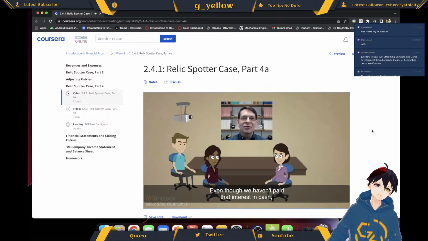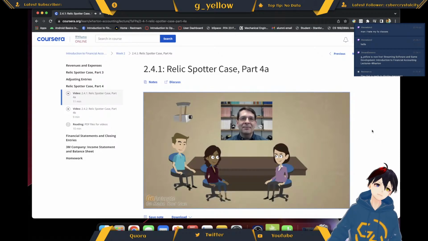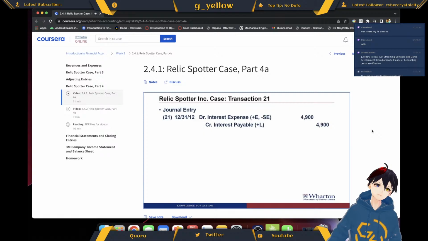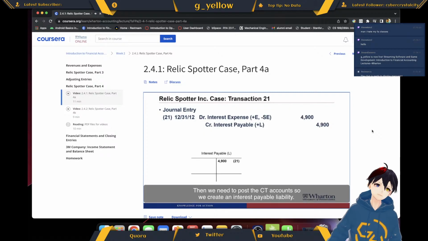Even though we haven't paid that interest in cash, we have to expense it because the money was outstanding during this period. So that interest cost is a cost of doing business this period, and we need to match that cost to the revenue we generated. So we need an expense, which we create through the adjusting entry. Then we need to post this to T accounts, so we create an interest payable liability. This will go on the balance sheet to show that we have this obligation to pay interest in the future at the end of the year. And we create an interest expense to recognize that one of the costs of doing business this period was that we've incurred interest costs.